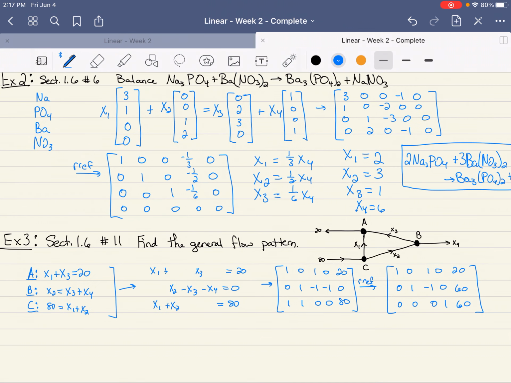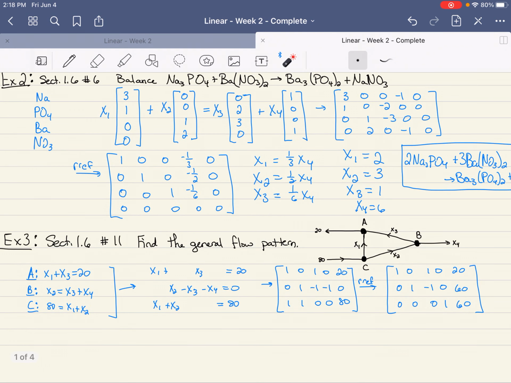Next up is our traffic flow problem. So here's the picture that they have in the text. You've got 3 intersections that you're dealing with. 80 cars are coming in, but you don't know how many are going out in each direction. Here 20 cars are coming out from A. You don't know how many are coming in. And B is an enigma over here. You don't know how many are coming in or going out.